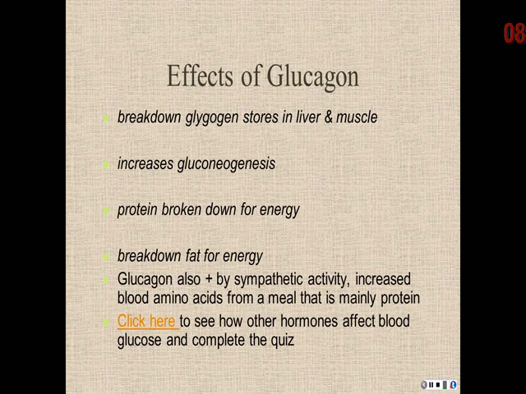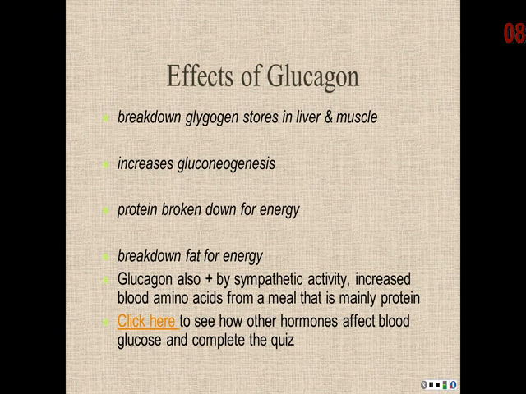Glucagon helps increase blood glucose by releasing sugars from other sources. It tells the body it is short on food. Glycogen will be broken down from stores in the liver and muscle. Gluconeogenesis, which literally means making new glucose, will increase to make more sugar available in the bloodstream.